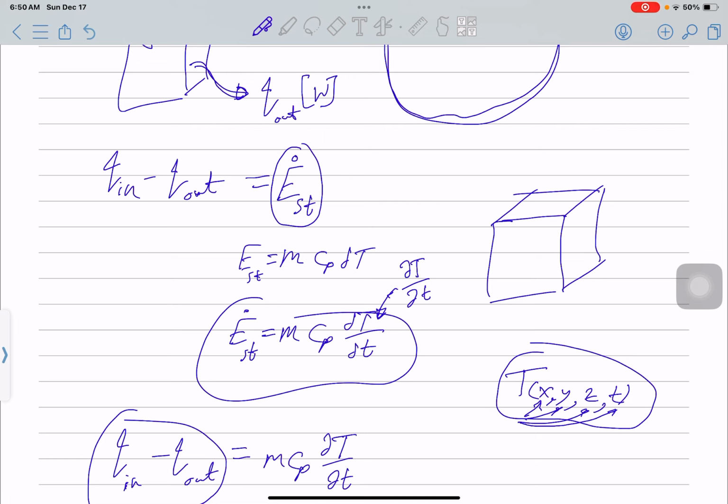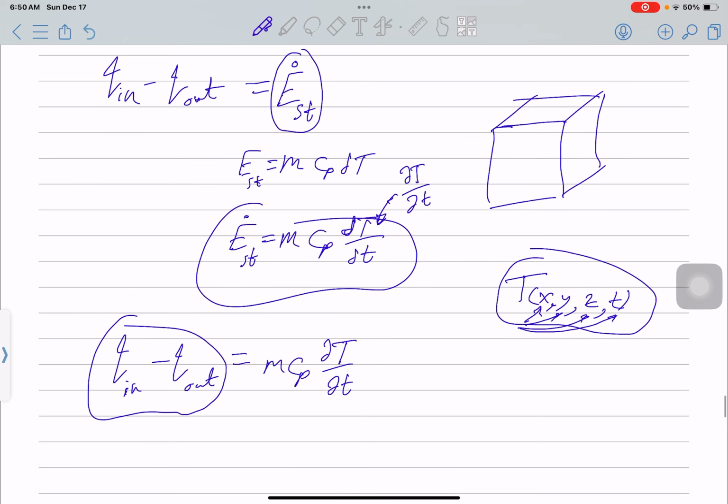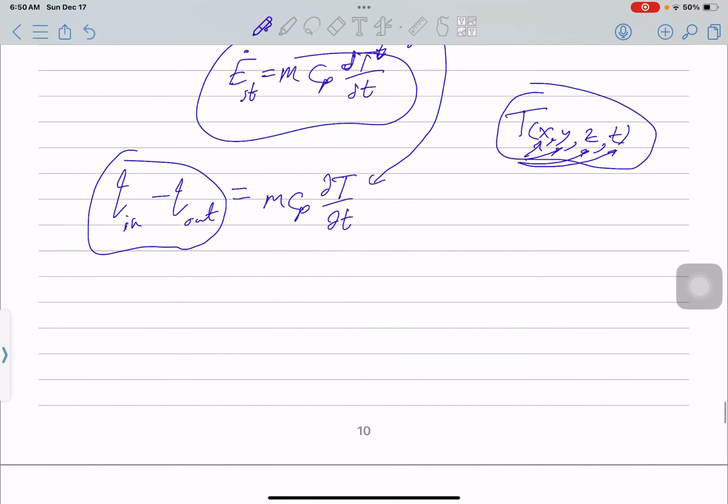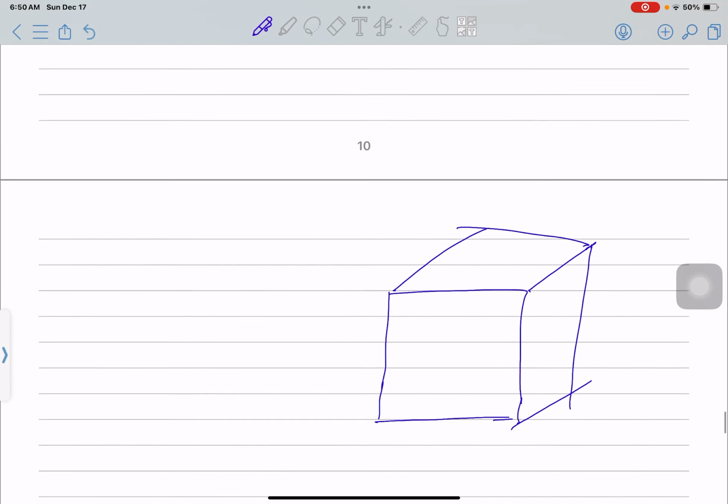So we can't do total differentiation. We must have a partial differentiation, partial temperature by partial time. So we can replace E dot storage by m c_p partial temperature by partial time equals q in minus q out. We need to interpret the q in and the q out.